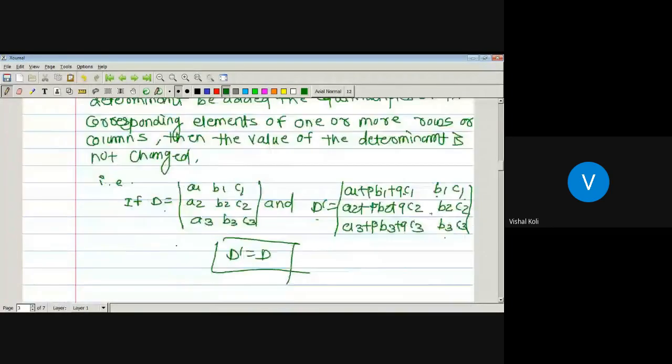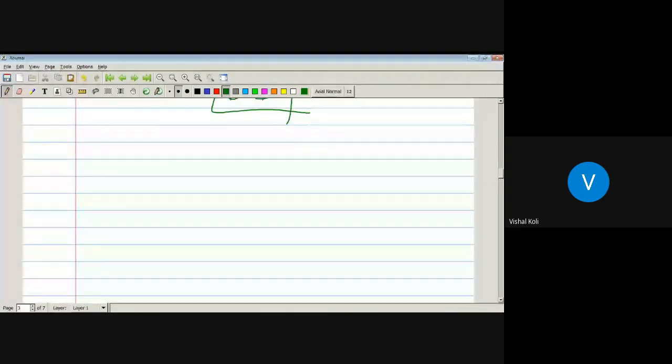Now, using these concepts or properties, we will solve some examples. Okay, so let us see some examples.